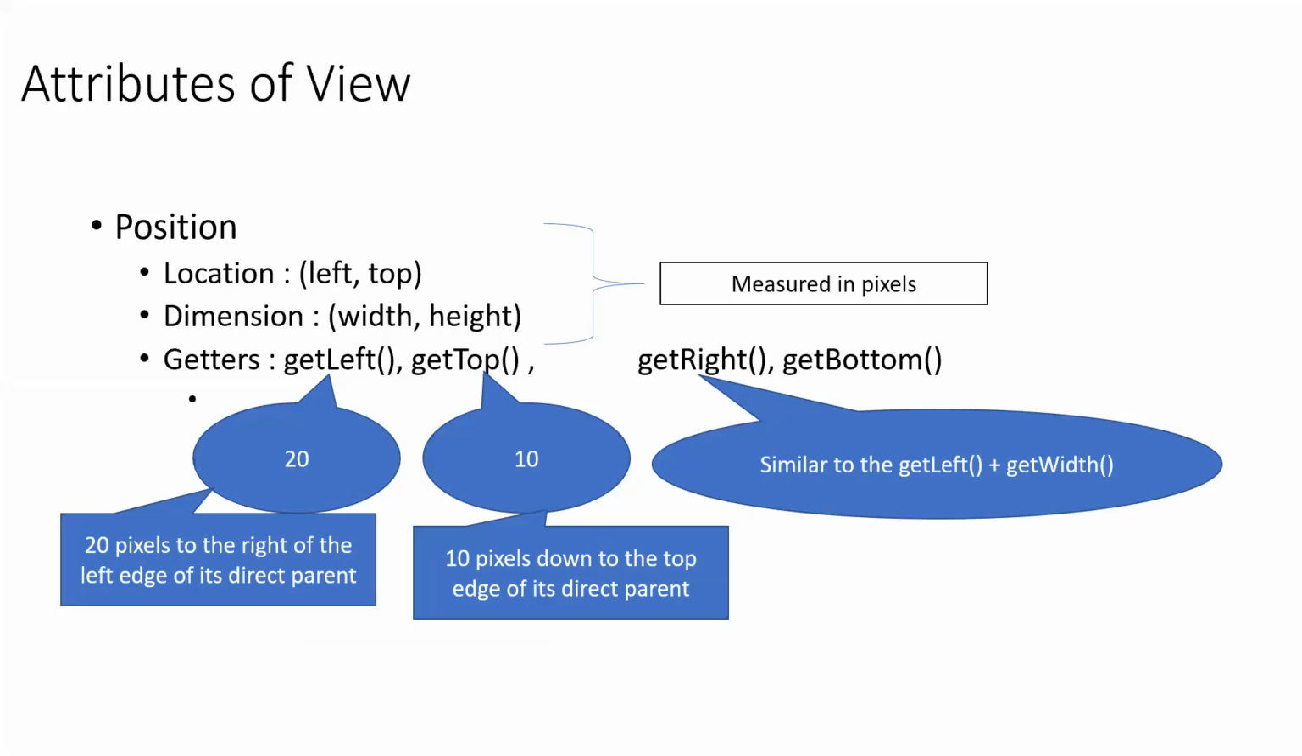Okay, and moreover you have other getters. These are some of the convenience methods associated with the position. These are called getRight and getBottom. Once you understand the meaning of left and top, you can easily understand the meaning of right and bottom. Like getTop gets you the position from the top, getBottom gets you the position from the bottom edge of the direct parent. And similarly for getRight, you just substitute right for left.